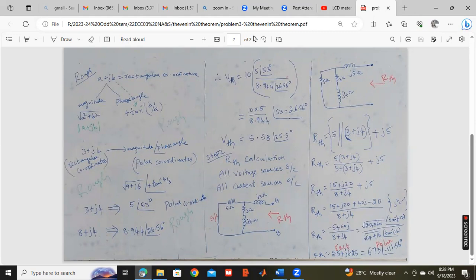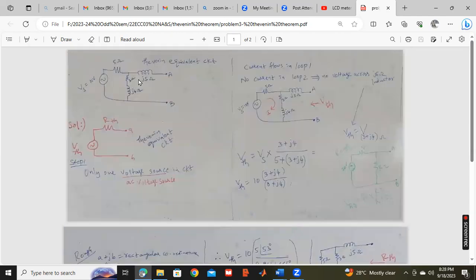This is the third problem in Thevenin's theorem, where we had an AC voltage and only one voltage source present, and we came across inductors, resistors, and series and parallel paths, and found the answer.